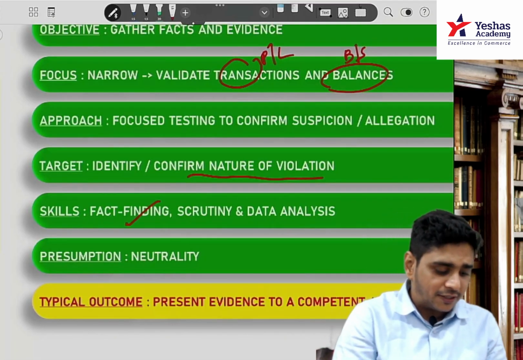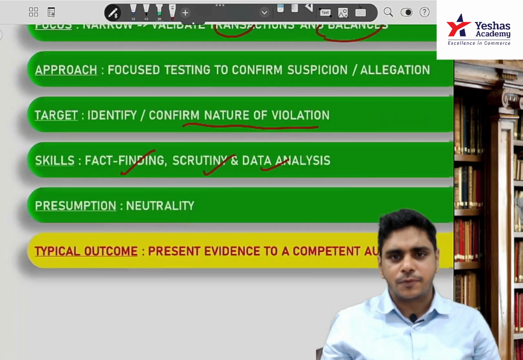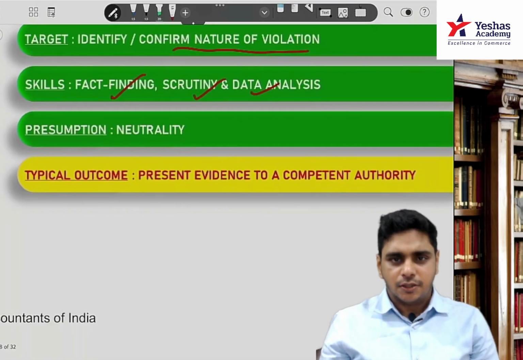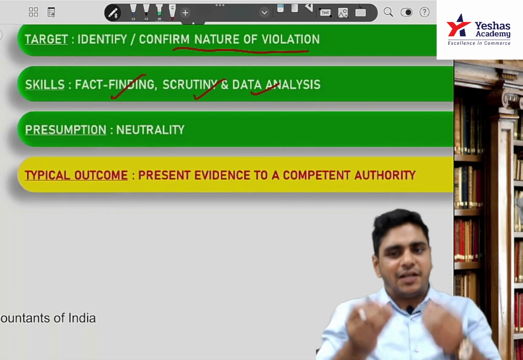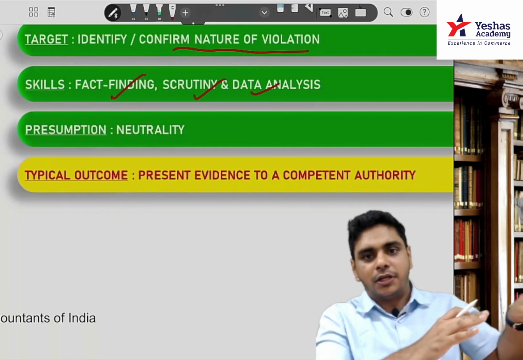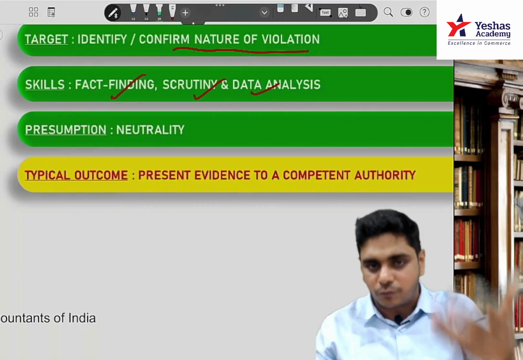Here you require fact finding skills, scrutiny, data analysis. Presumption: you are generally neutral. You don't presume anything, you have to do the fact finding. Whatever evidence you have gathered, you are not to judge. You will collect the evidence and give it to the authority. The authority will take the decision whether to penalize a person or not, whether to put him behind bars.